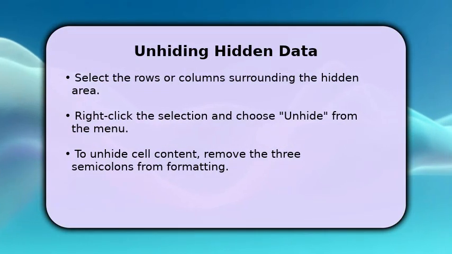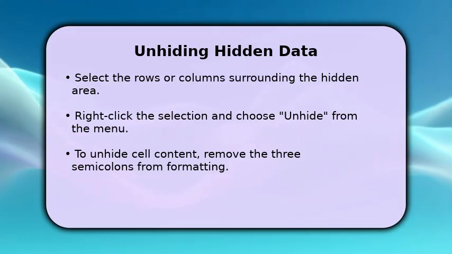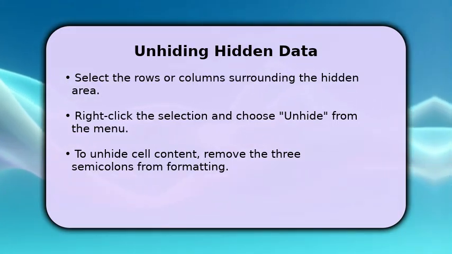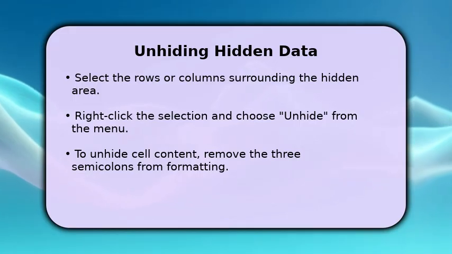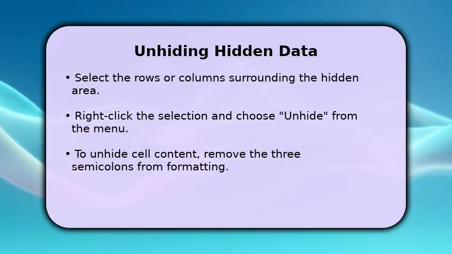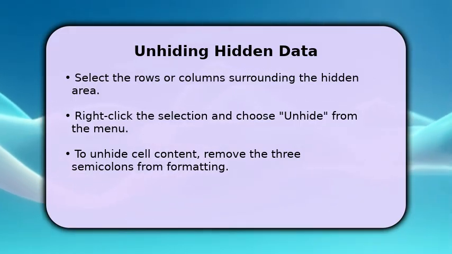Unhiding your data is just as straightforward as hiding it. To reveal hidden rows or columns, select the rows or columns immediately adjacent to the hidden area. For instance, if row 5 is hidden, select rows 4 and 6. Then, right-click your selection and choose Unhide.